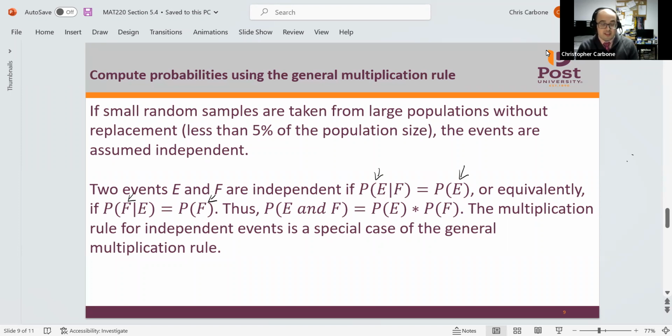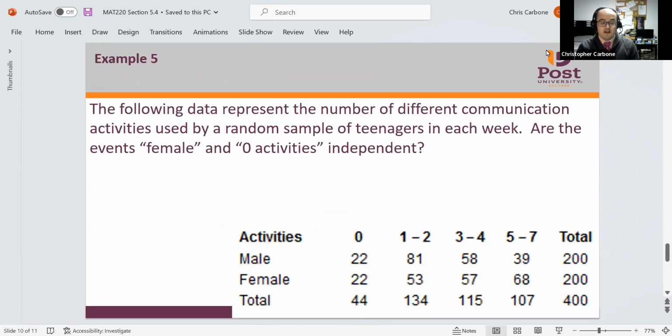Then the probability of E and F is essentially the probability of E times the probability of F. So the multiplication rule for independent events is a special case of our general multiplication rule. Because of that, we can verify whether two events are independent or not.